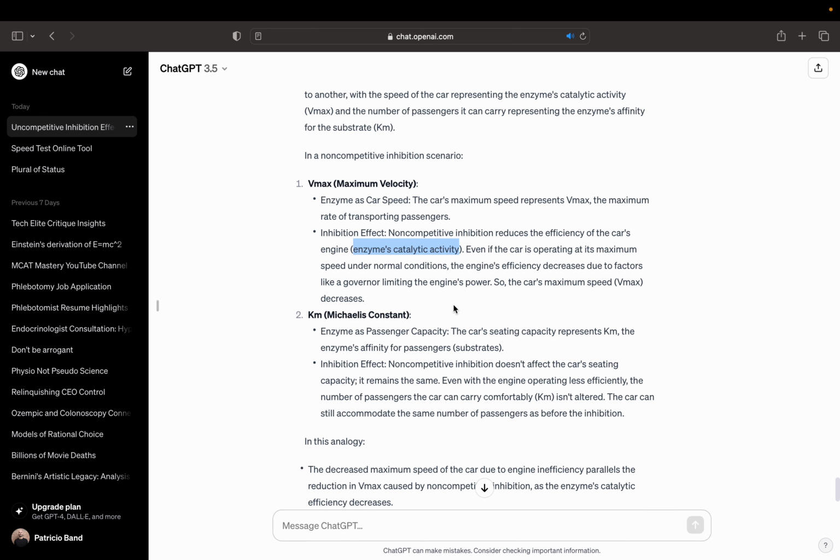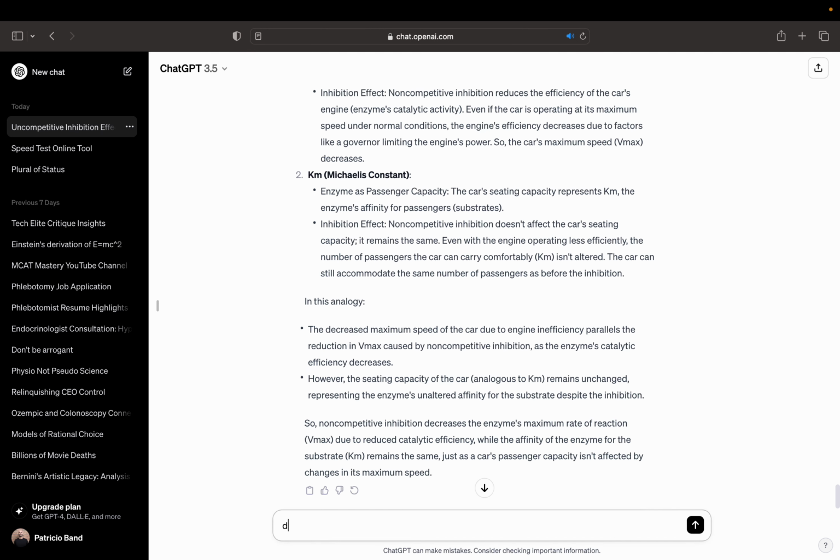So we can ask, does the non-competitive inhibitor sit on the allosteric site before or after the substrate binds the active site of the enzyme?